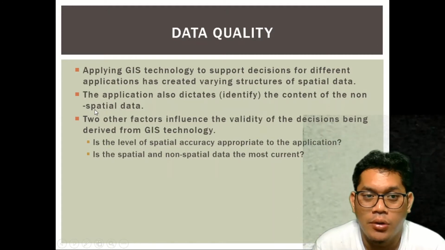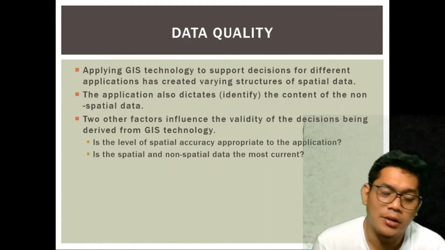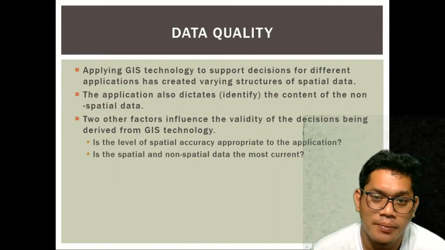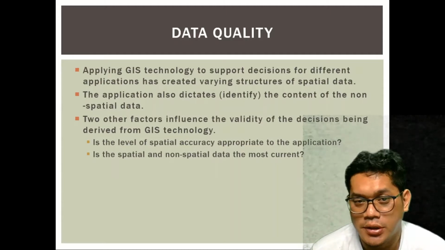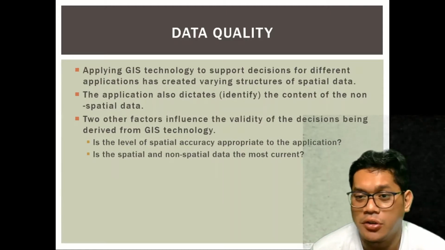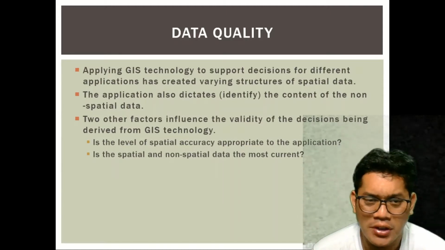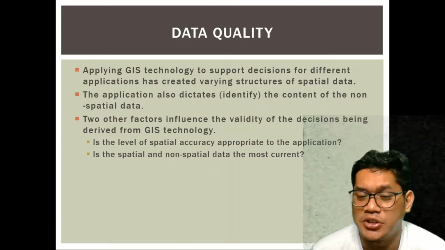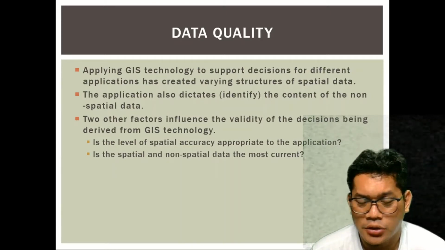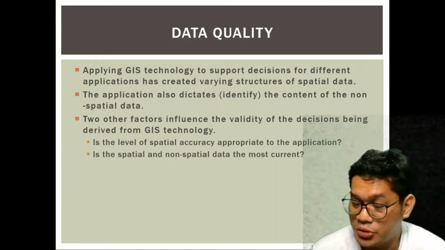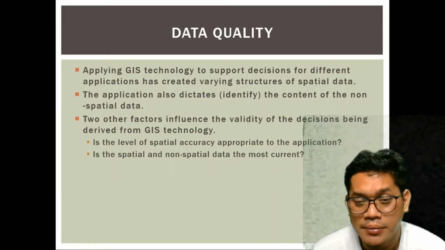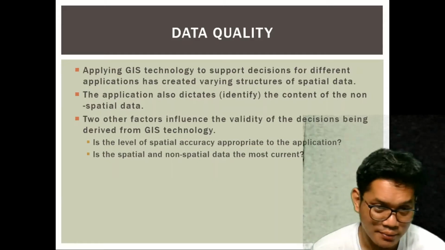So when we talk about using GIS technology to support decisions, especially for different applications, it has created varying structures of spatial data, where the application also dictates the content of the non-spatial data. Okay? Non-spatial data is basically about the attributes, the information that you want to put inside the spatial data.